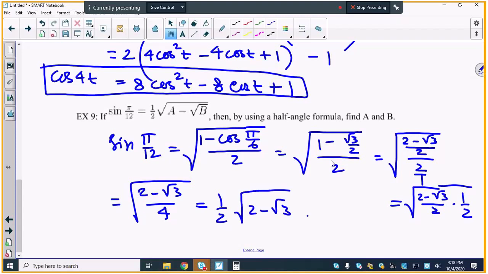And then I compare and identify. So A must be equal to 2 and B, under the square root, must be equal to 3. And that will answer my question.